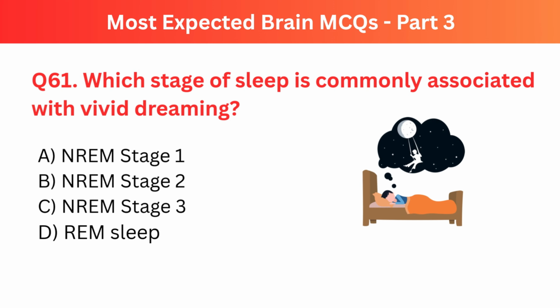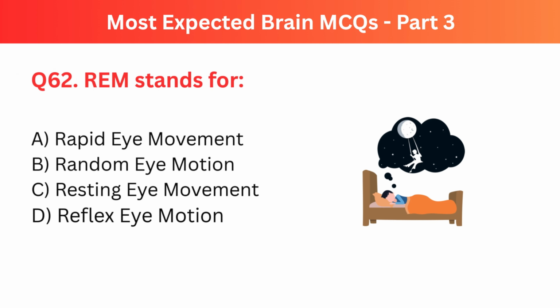Question number 61. Which stage of sleep is commonly associated with vivid dreaming? The right option is D. REM sleep. Question number 62. REM stands for. The right option is A. Rapid eye movement.